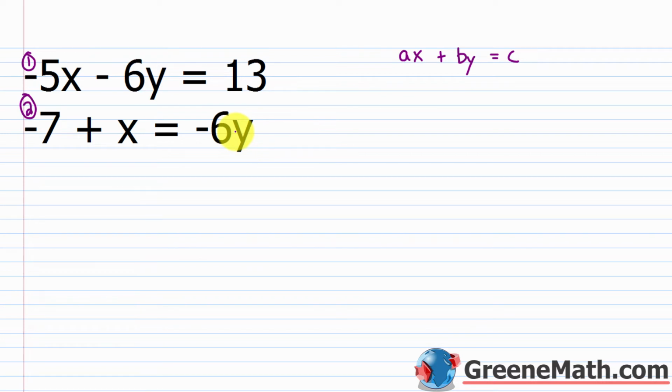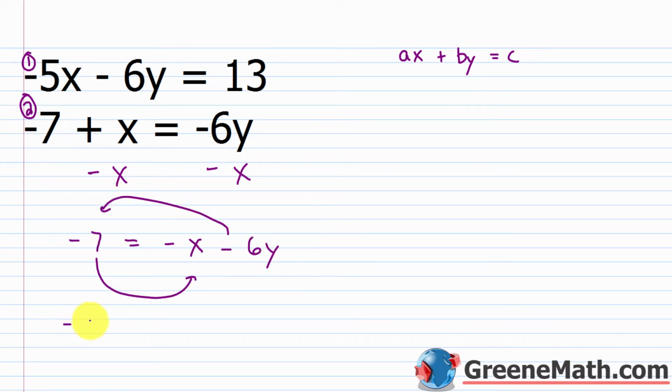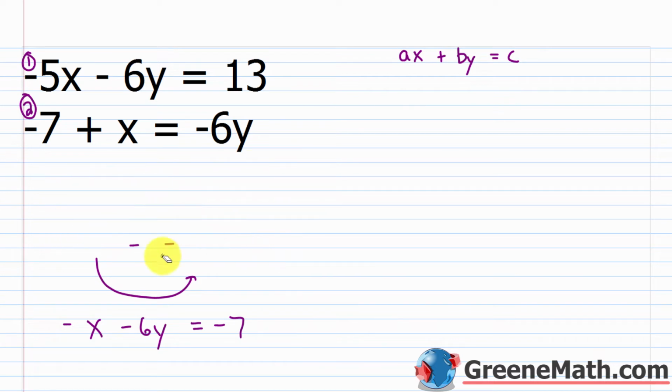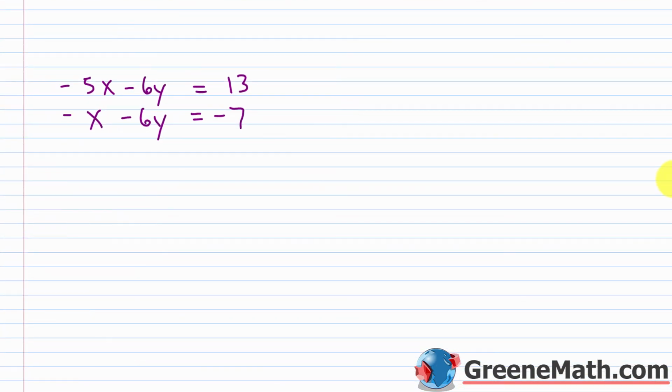What I'd need to do is subtract x away from each side of the equation. So I would have negative 7 is equal to negative x minus 6y. And of course, I can just flip these around and write negative x minus 6y is equal to negative 7. So it matches this. And then let me erase all this. The other guy, equation 1, is negative 5x minus 6y is equal to 13.